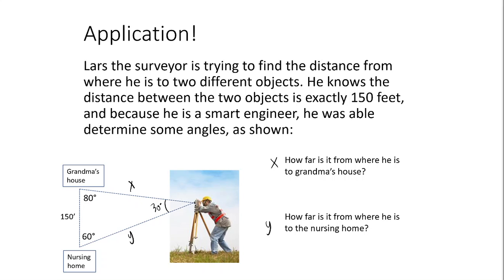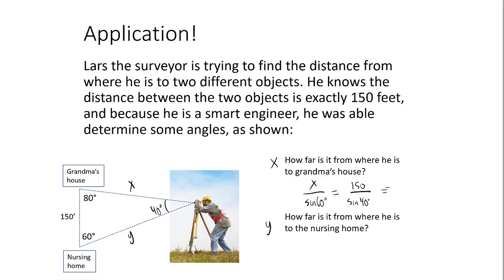So we just set up the law of sines here. If I want to find x, x is to the sine of 60 degrees as 150 feet is to the sine of 30 degrees. Sorry, it's 40 degrees, not 30 degrees. I'm sorry. It's having a hard time adding up to 180 today. Okay, so what is this?